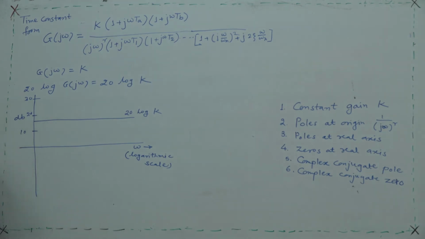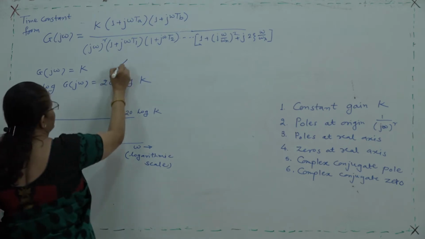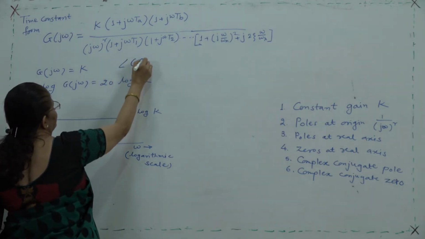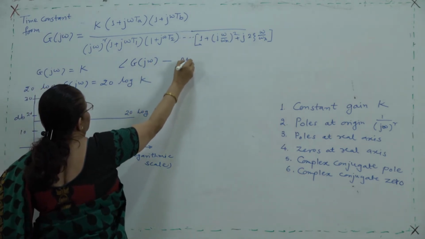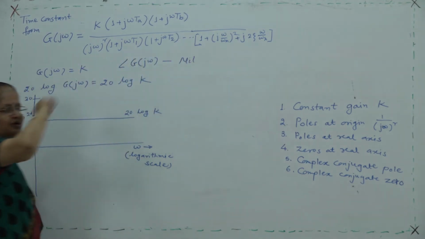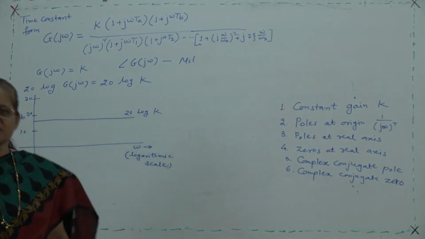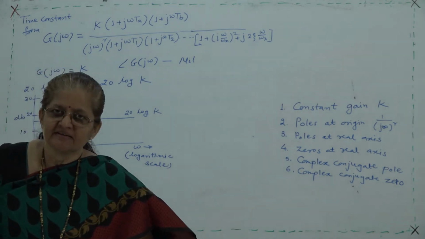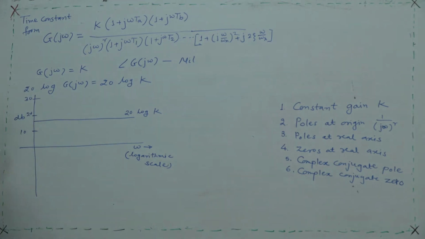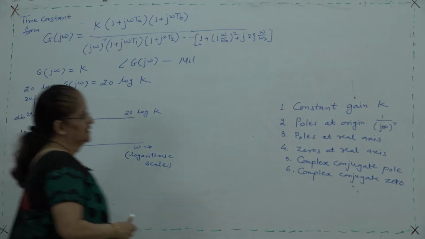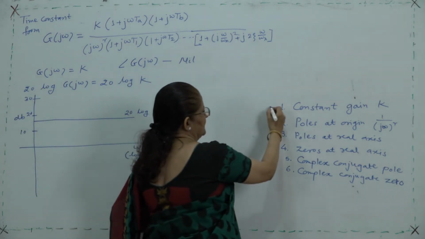Is it clear? Okay. What about the angle of this constant term, G j omega? Angle contribution for a constant term is nil, and so there is no angle. So, only the magnitude plot you will get, a constant line. So, the first part, constant gain k, is over.